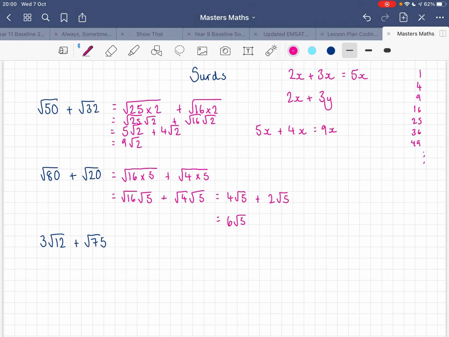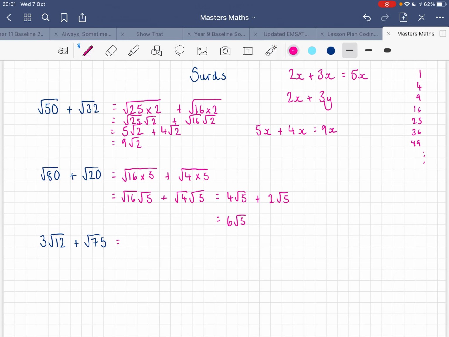One last example then before we finish this video. This one is only more complicated because of this 3. You have to remember, the mistakes that I see most often are people forgetting that 3's there. Okay, so we just need to keep it in mind as we simplify the surds.